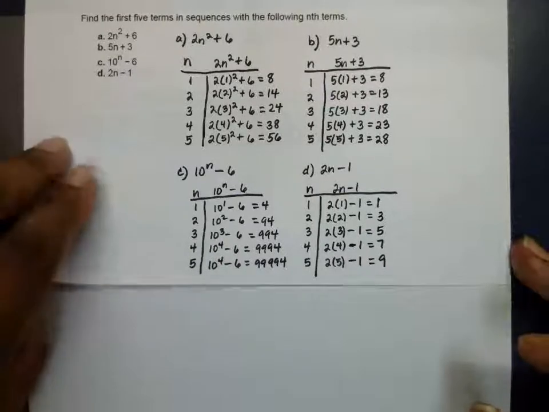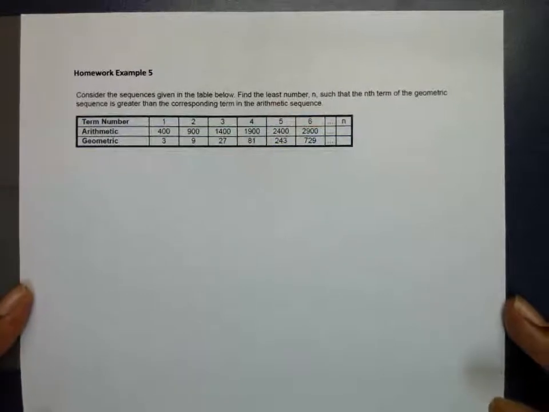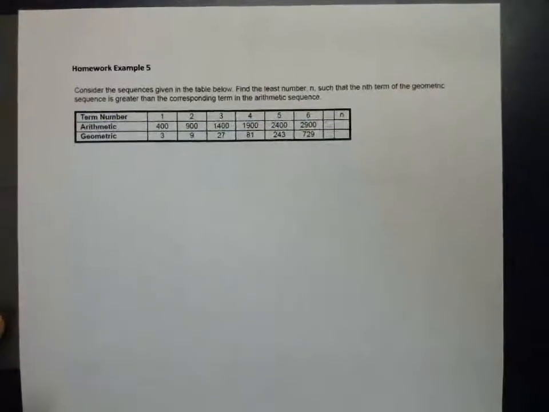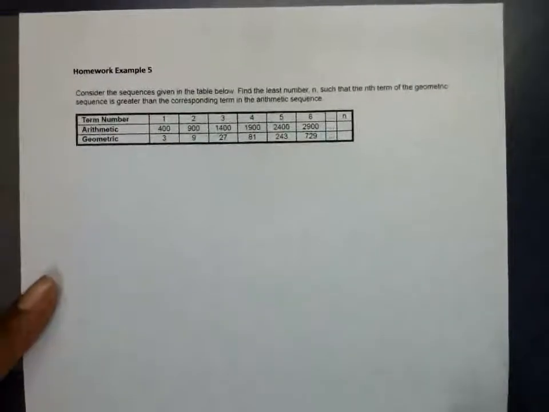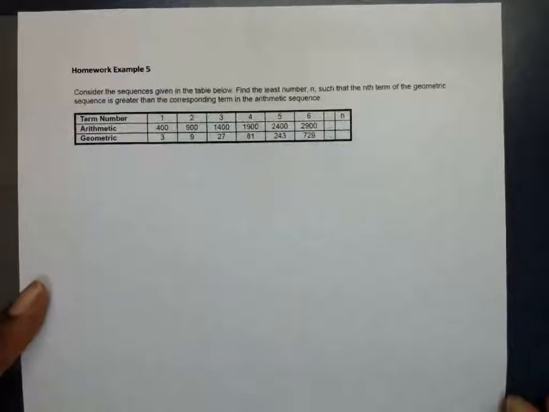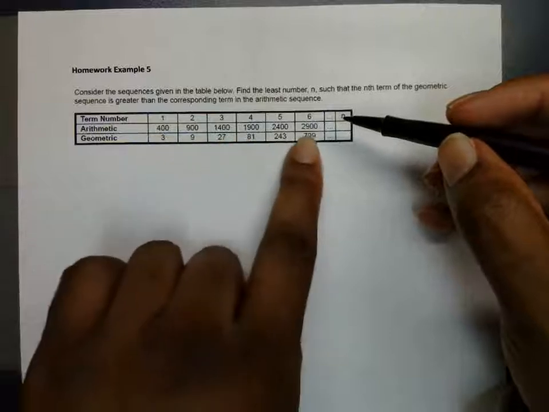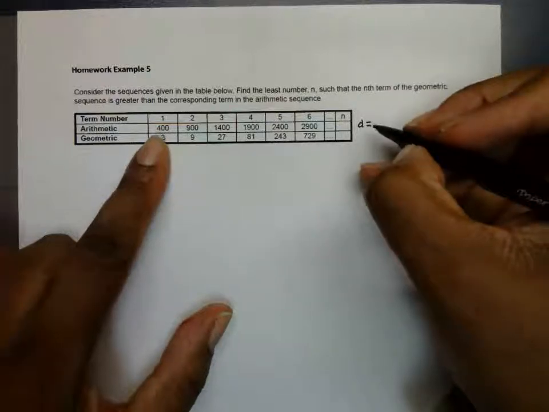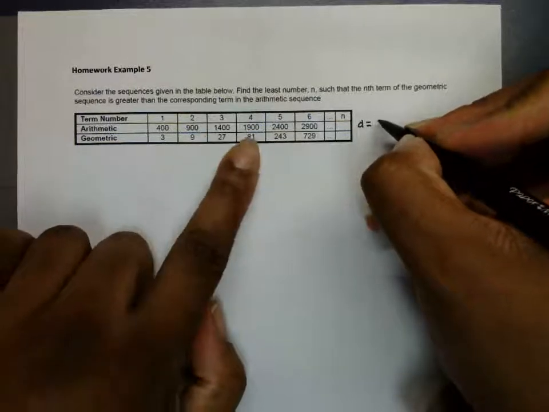Okay. And the last example in this video, consider the sequence given in the table below. Find the least number n such that the nth term of the geometric sequence is greater than the corresponding term in the arithmetic sequence. Okay. So this top row represents an arithmetic sequence. That common difference, if you look at it, is going to be from 400 to 900, that's 500. 900 to 1400, that's 500, and so on.